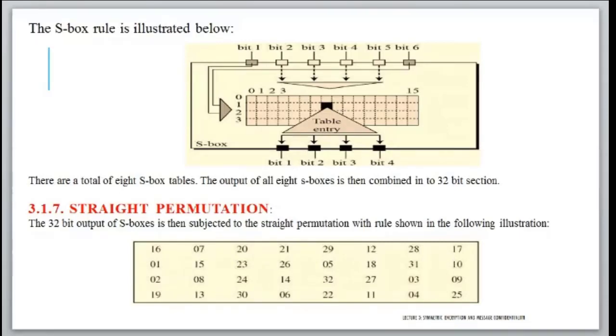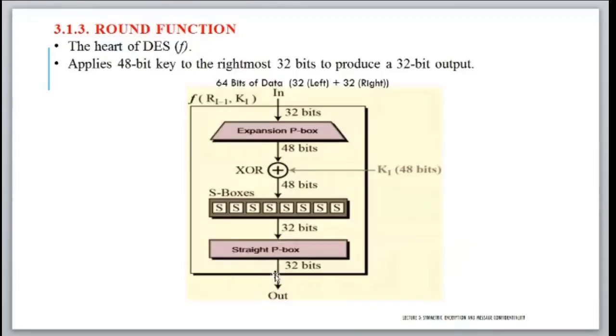Now after completing the state permutation, we are going to get the output. The output is going to be 32 bits. Now we are going for the next round. Here they will swap the bits. That means the left will come to the right, and the right will go to the left. The 32 bits on the left and right will swap, then it will go to the next round.